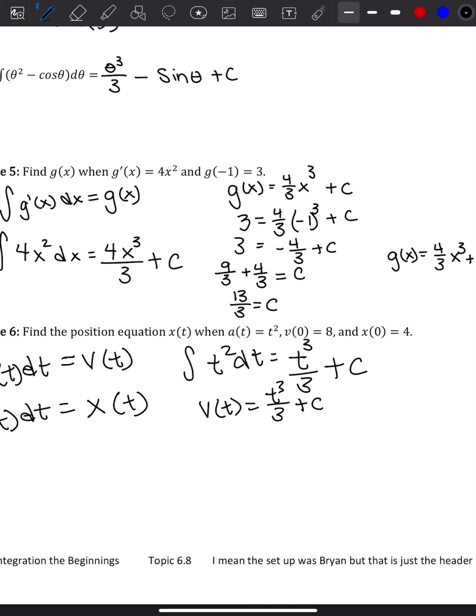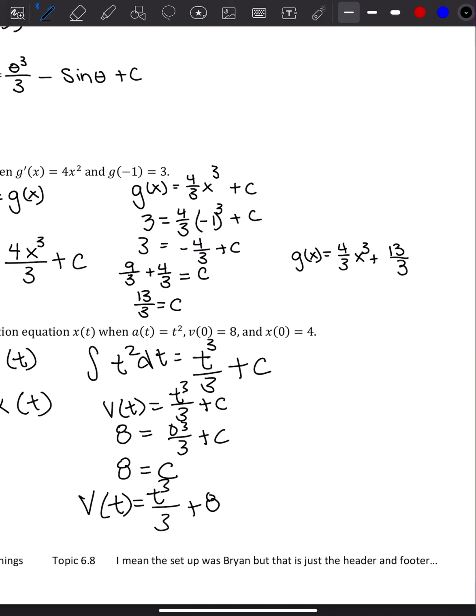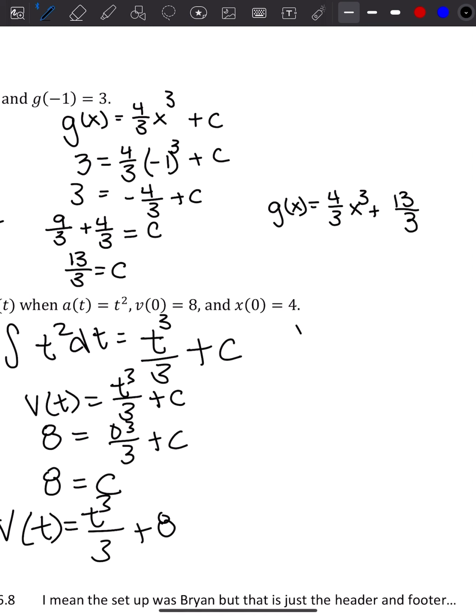So v of 0 is equal to 8, so I have 8 is equal to 0 cubed over 3 plus c. 0 cubed over 3 is 0. 0 plus c is c, so 8 is equal to c, so v of t is equal to t cubed over 3 plus 8. Okay, now that I have this equation, we're going to take the integral of that to get our x of t equation.